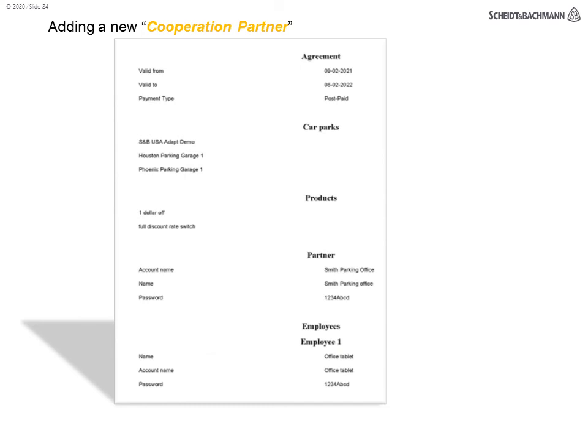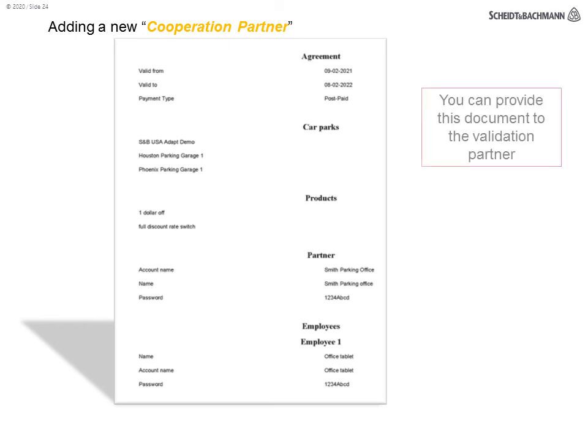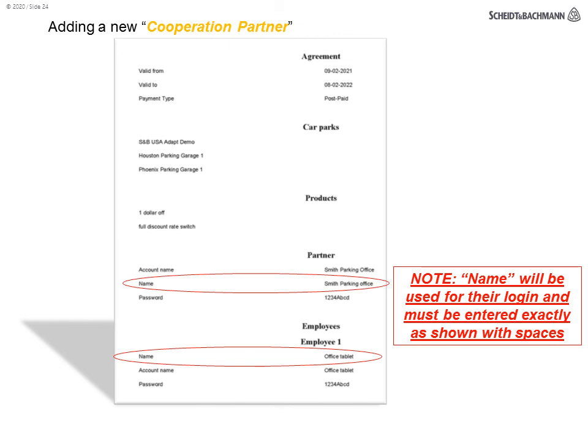Here's a sample of the PDF generated after creating a cooperation partner and employee. I would issue this both electronically and on paper to the cooperation partner and or the employee. You should also let the cooperation partner know that the name field is what will be used for their login. If there are spaces in there, they will have to put in the exact spaces that were there before. I would also recommend not using spaces and keeping the account name and the name field the exact same thing to prevent confusion.